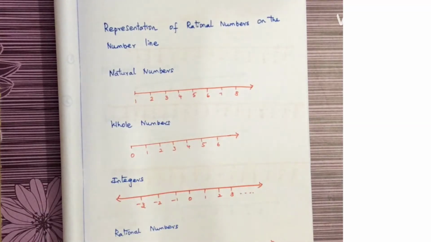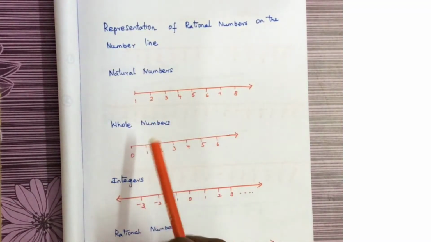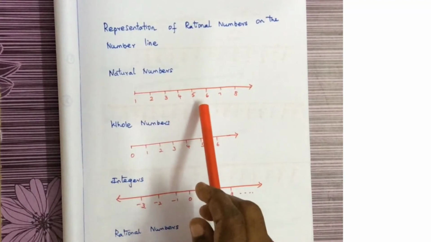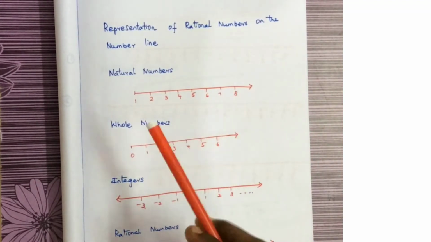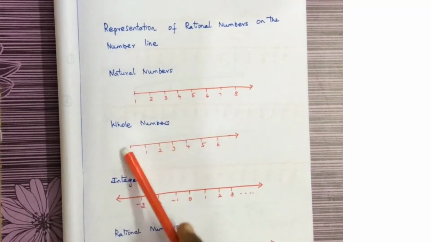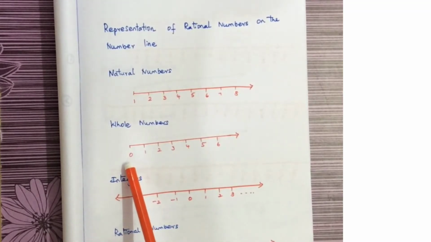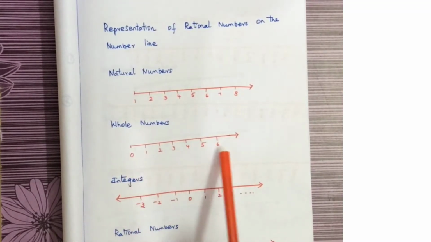Good morning. In this class, we are going to see about representation of rational numbers on the number line. For completeness, we will start with natural numbers. Natural numbers start with 1 and go like 1, 2, 3, 4, 5, 6 and proceed on. Next is whole numbers. Whole numbers start with 0 and go like 1, 2, 3, 4 and so on.